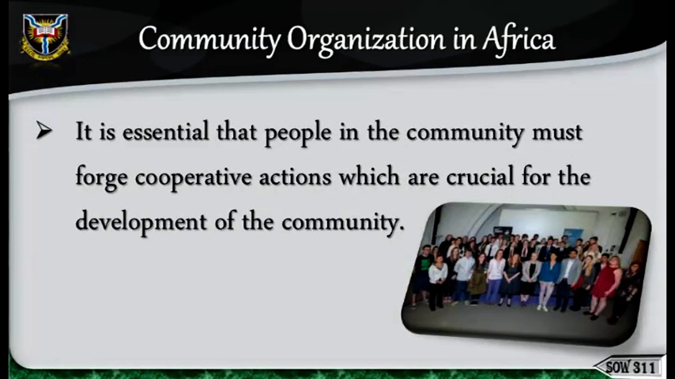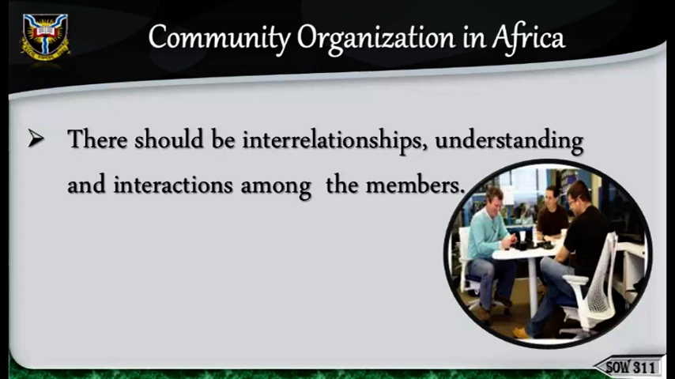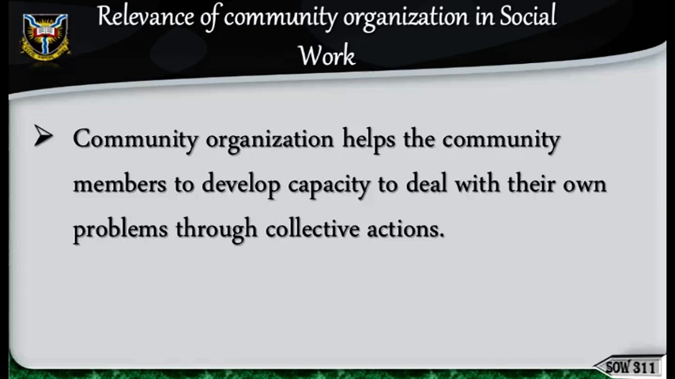It is essential that people in the community forge cooperative actions which are crucial for the development of the community. In essence, every member must identify with the goals and aspirations of the community and should be ready to make sacrifices as a member of the community. There should be interrelationships, understanding, and interactions among the members. It is expected that there should be awareness, members' relationships, values, norms, and roles binding the community together as a social structure. Whatever behavioral pattern exhibited by the members of the community must be modified in accordance with prevailing community norms.